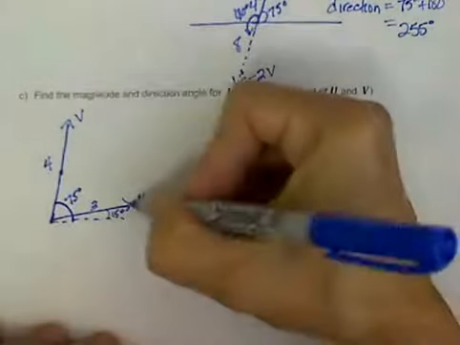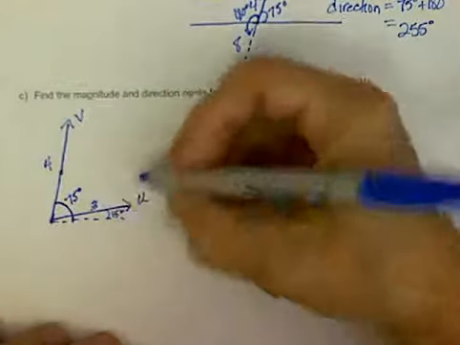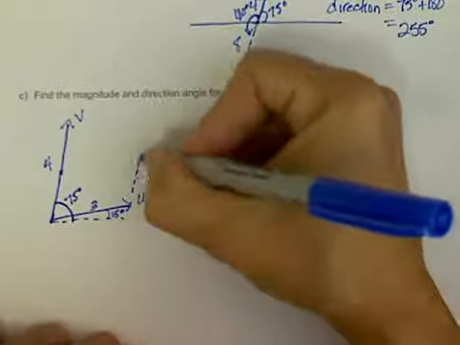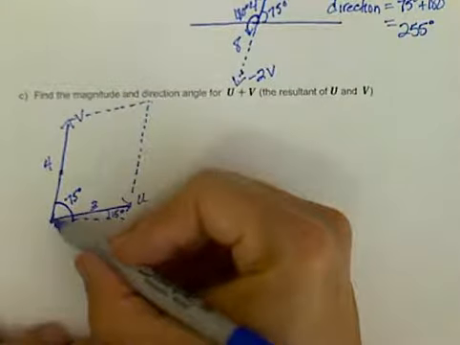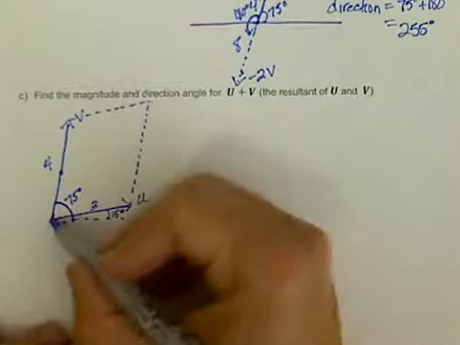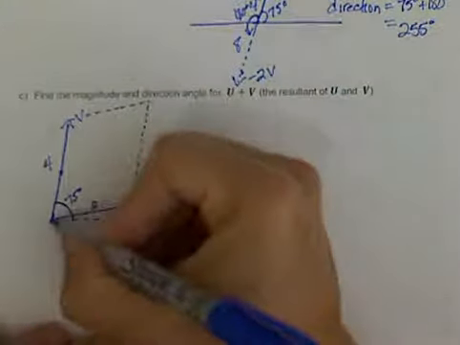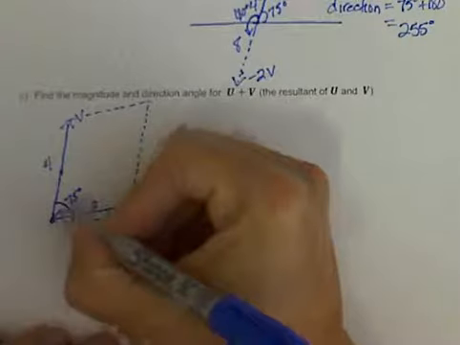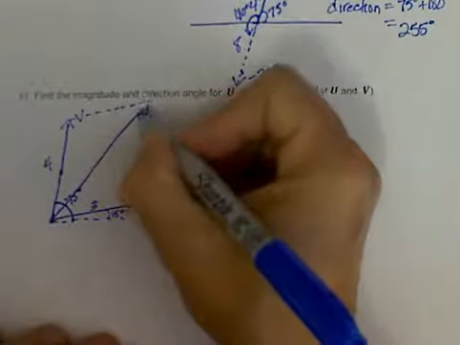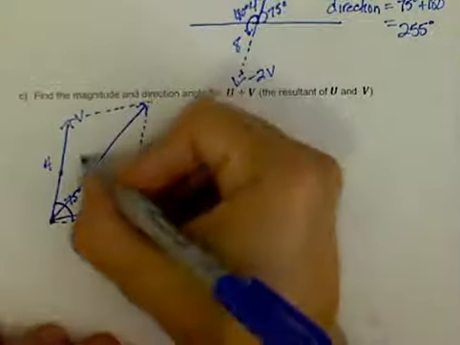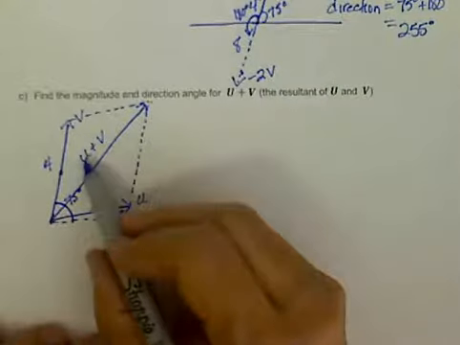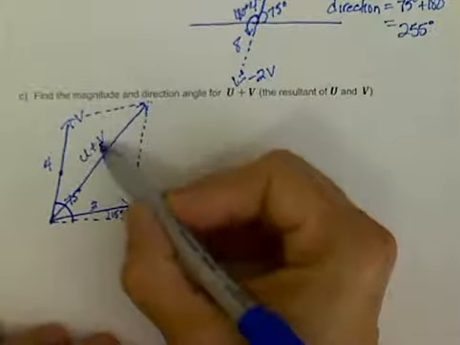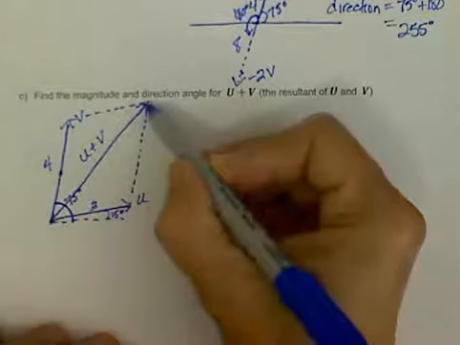To do this with the parallelogram method, I'm just going to use these as two sides for the parallelogram and then draw in the other two sides. My resultant is the diagonal of the parallelogram that starts at the same point that my original two vectors started. So it's the diagonal going this way across the parallelogram. That's my u plus v vector. Now what I want to do is find the magnitude and the direction angle. I can start by finding the magnitude. That would be the length of this line segment.